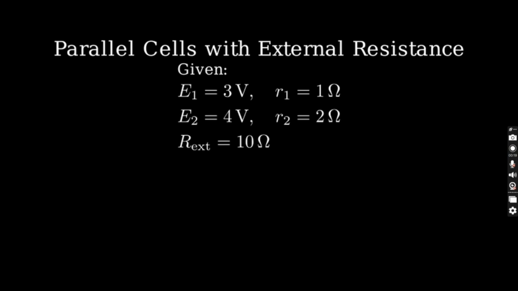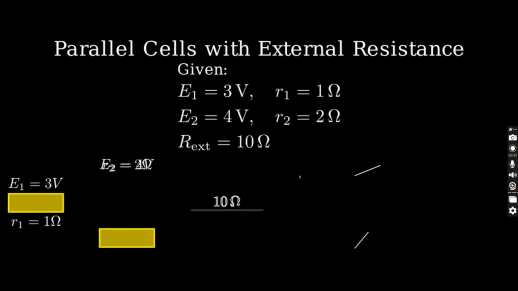Let's draw our circuit diagram. Here's our first cell with EMF E1 equals 3 volts and internal resistance R1 equals 1 ohm. And here's our second cell with EMF E2 equals 4 volts and internal resistance R2 equals 2 ohms. Finally, we have our external resistor of 10 ohms.